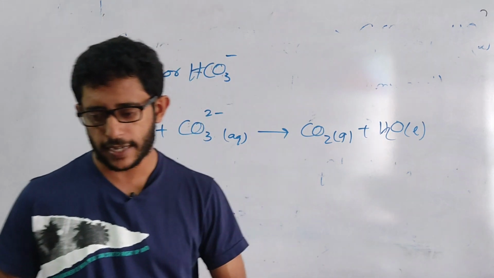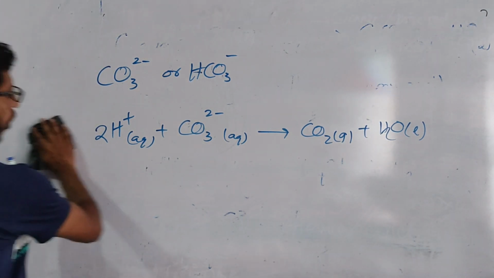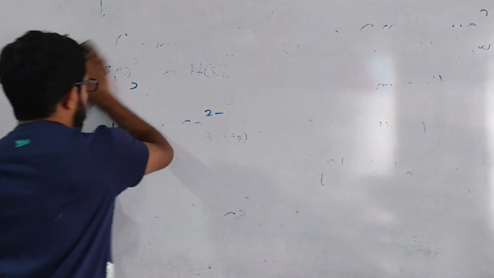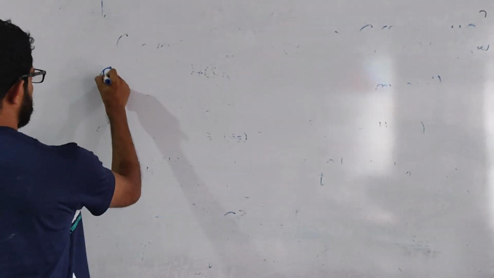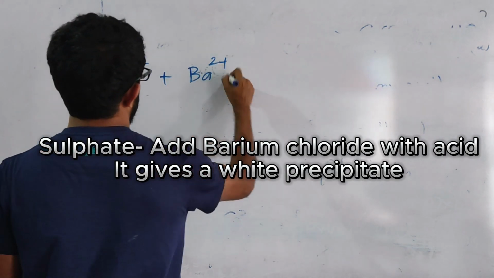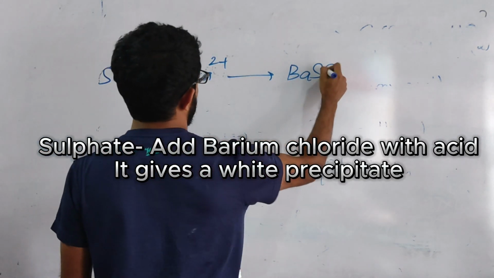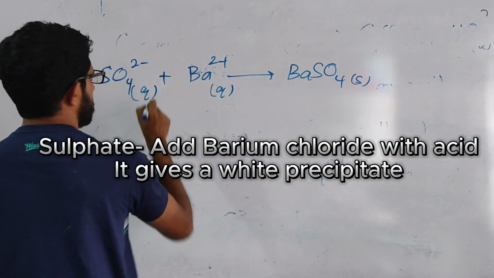Usually they won't ask that one, right? Other than that, a very common one is sulphate. How to test for the sulphates? We use acid and barium chloride. When sulphate SO4 2- reacts with barium 2+, it gives a white precipitate of barium sulphate. From that you can identify the sulphate ions.